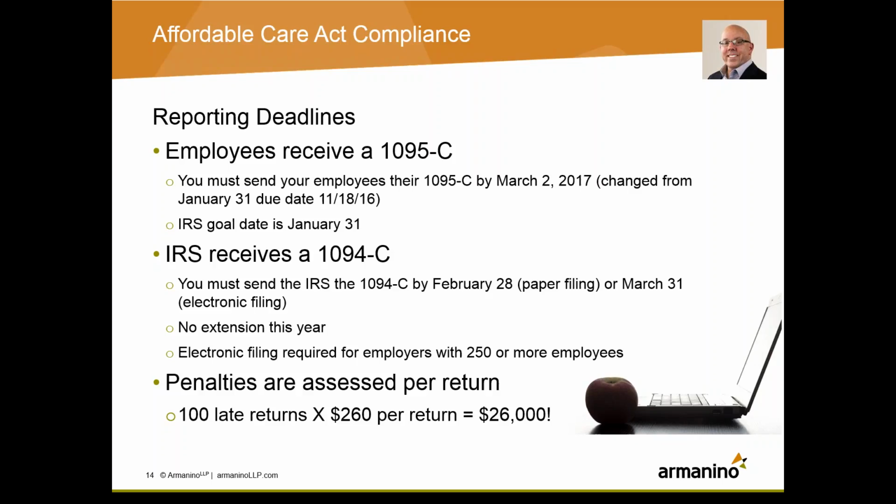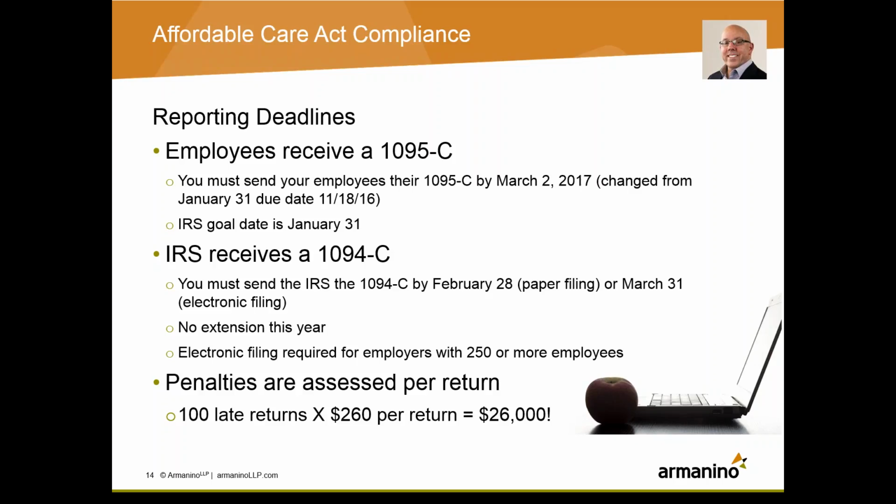And the IRS goal is that, over time, this date will get accelerated. The goal is for the filings to happen on January 31st. They're still giving us a little bit of leeway as companies get this up and running. The second one is the IRS, the 1094-C. This is essentially a cover sheet for all the 1095s. It provides information about the employer, including the address and phone number, how many employees, the key contact people, and how many 1095-C forms are being sent.